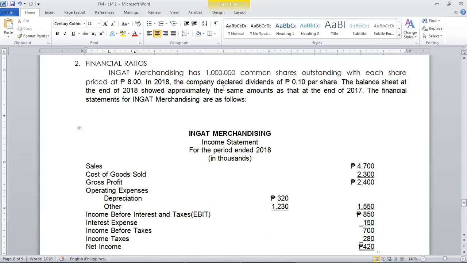Okay, so I will read first the problem. Ingat Merchandising has 1 million common shares outstanding with each share priced at 8 pesos. In 2018, the company declared dividends of 10.10 pesos per share. The balance sheet at the end of 2018 showed approximately the same amounts as that at the end of 2017. The financial statements for Ingat Merchandising are as follows.